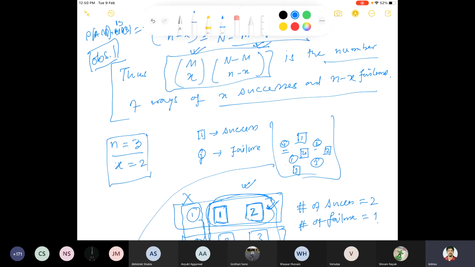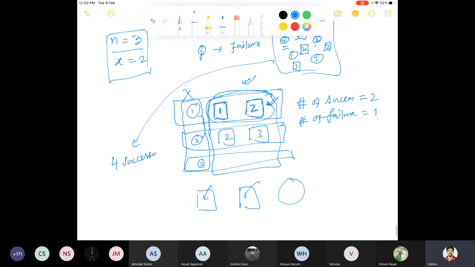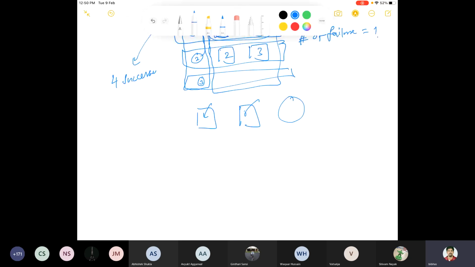So this is the number of ways you can obtain x successes and n minus x failures from all the balls, whatever you have, capital N number of balls. Now, how many ways can you choose small n balls?